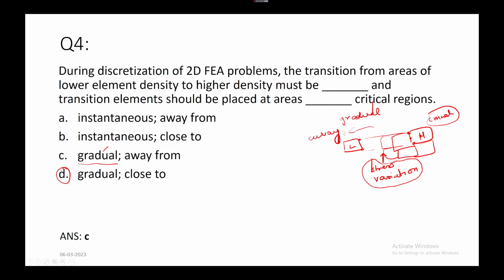So if gradual and away, the answer is option C. So the first option was right. The second option: always remember that the transition should be away.